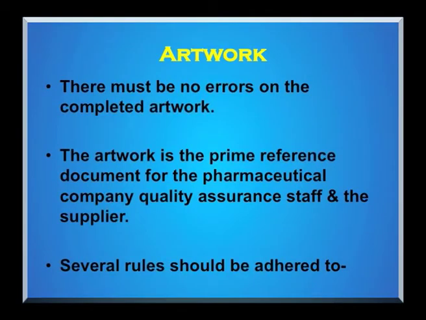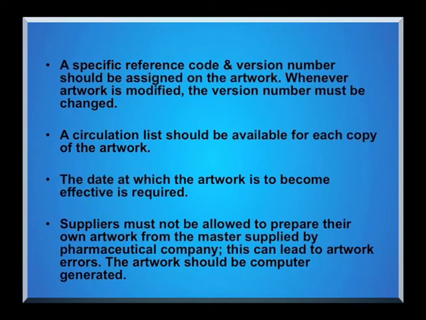The second specification is artwork. There must be no errors on the completed artwork. The artwork is the prime reference document for the pharmaceutical company, quality assurance staff and the supplier. Several rules should be adhered to. First, a specific reference code and version number should be assigned on the artwork. Whenever artwork is modified, the version number must be changed. Second is a circulation list. It should be available for each copy of the artwork. Third, the date at which the artwork is to become effective is required.